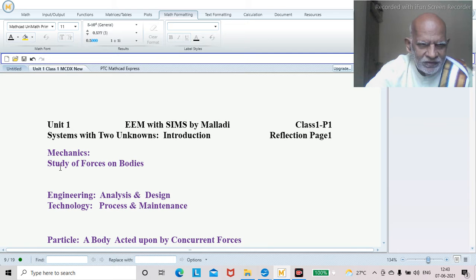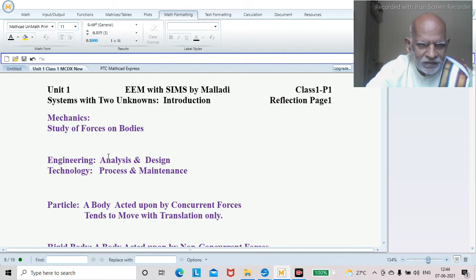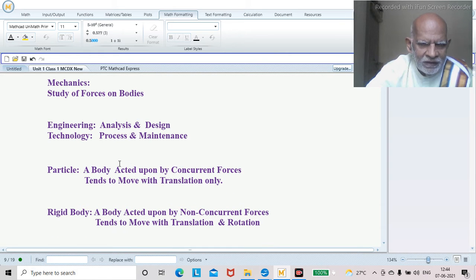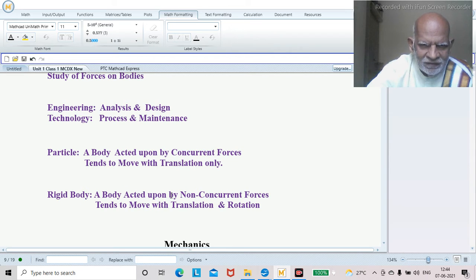Mechanics is the study of forces and bodies, engineering is analysis and design, and technology is process and maintenance. You should know what a particle is. Any body can be considered a particle if the forces are concurrent, that means they are all meeting at one point. Then the body will have only translation. On the other hand, if they are non-concurrent, or not meeting at a point, then the body tends to move with translation as well as rotation.